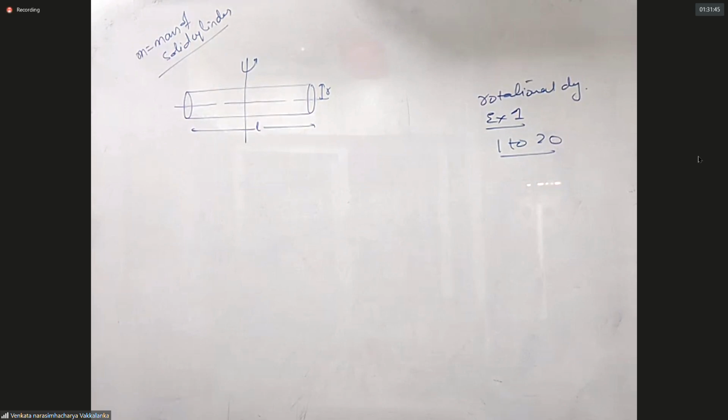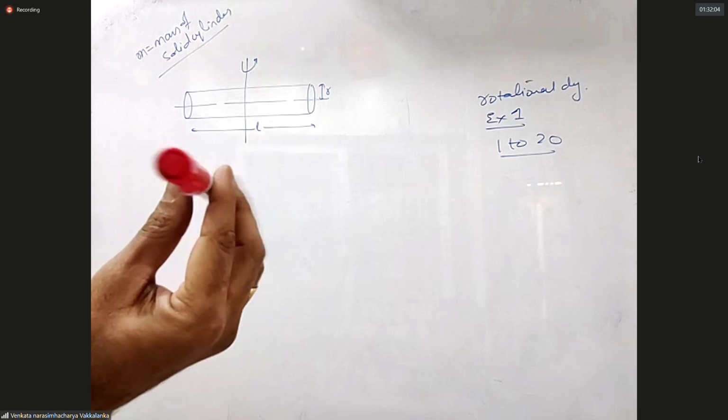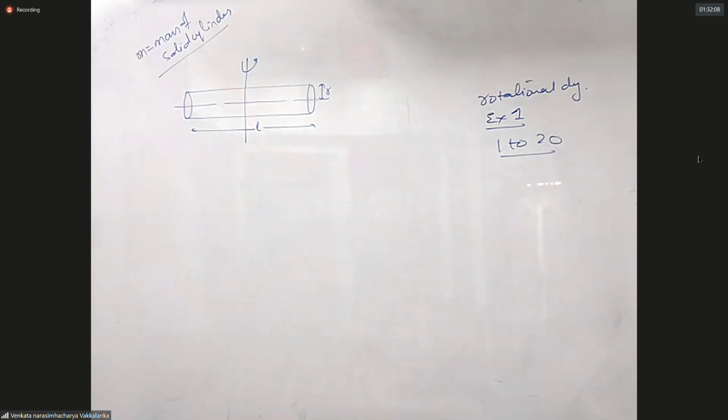Sir, I'm sorry, I got disconnected. So what is this cylinder thing? Solid cylinder, mass M, length L, radius R. You want the moment of inertia about this axis, the axis passing through the center, perpendicular to the length.